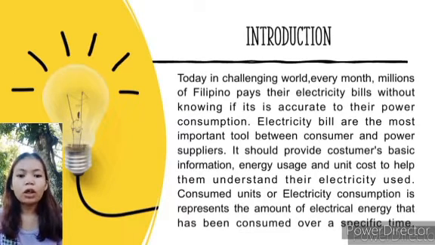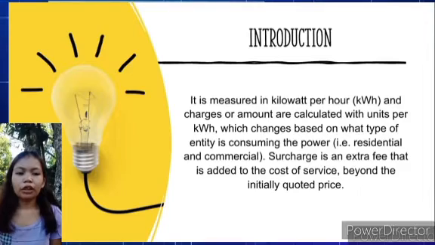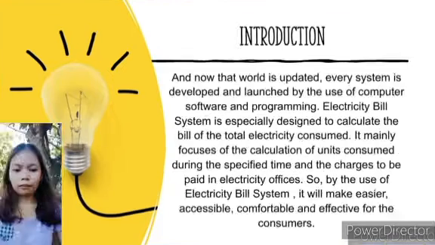Consumed units or electricity consumption represent the amount of electrical energy that has been consumed over a specific time. It is measured in kilowatt per hour, and charges or amounts are calculated with units per kilowatt per hour, which changes based on what type of entity is consuming the power. Surcharge is an extra fee that is added to the cost of service beyond the initially quoted price.